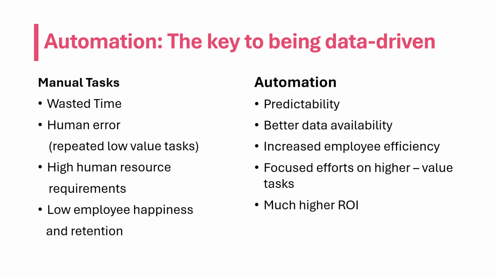On the other hand, if something is done automatically, everything becomes predictable. Also there is smooth data availability, like you have better data availability, your data flows very smoothly between apps. Also it increases employee efficiency, as there is less chance of mistakes. Also it focuses efforts on higher value tasks, and eventually it gives much higher return on investment.